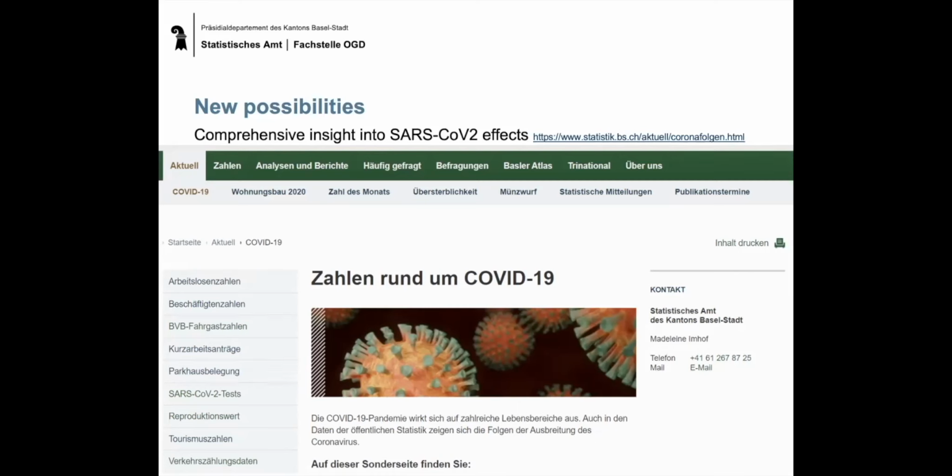One new possibility in this pandemic, of course, of SARS-CoV-2 or coronavirus, is what effects the coronavirus has on our society. So the statistical department of Basel-Stadt created a web page. It's here under Statistik BSC aktuell Corona-Folgen. The link is in here. And there are different aspects outlined here.